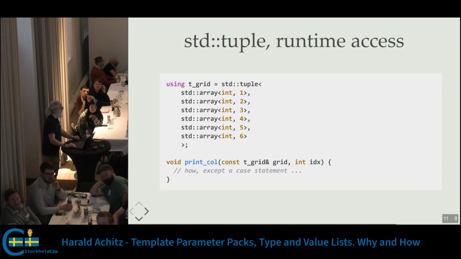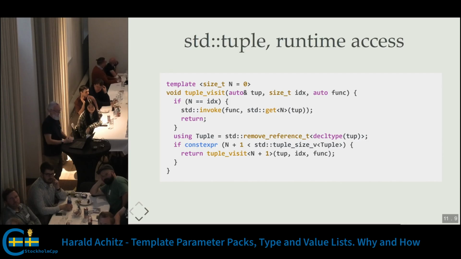But what if I wanted to have a little bit of runtime access, right? Print this column at the index 5. All we have is a compile time access. That's not fair. So we need to write code. And it looks like this. So we do our tuple visit call that takes a tuple and the index that we have, and then we take a function. This function takes the right argument for what I expect. Otherwise, you will get ugly compiler messages.